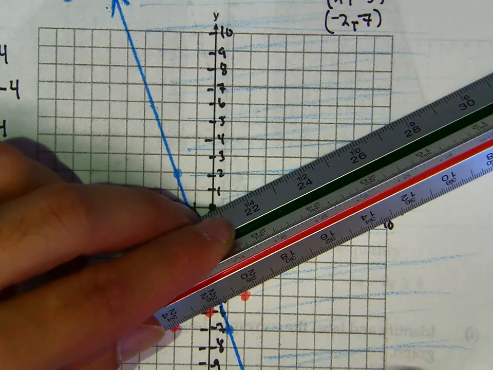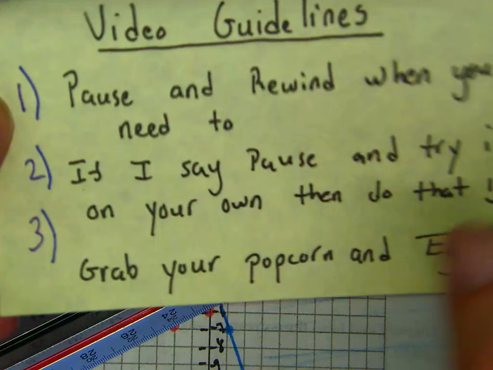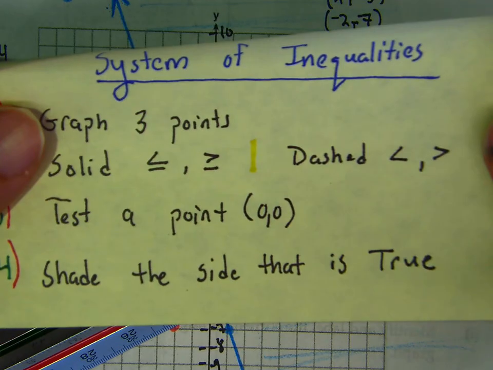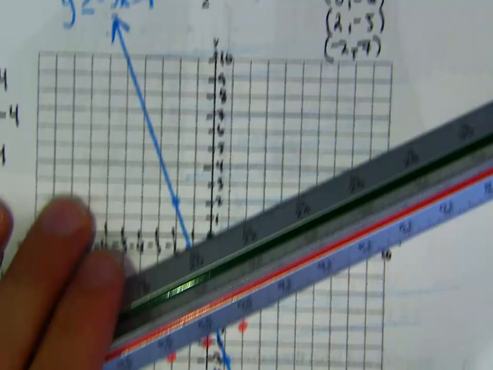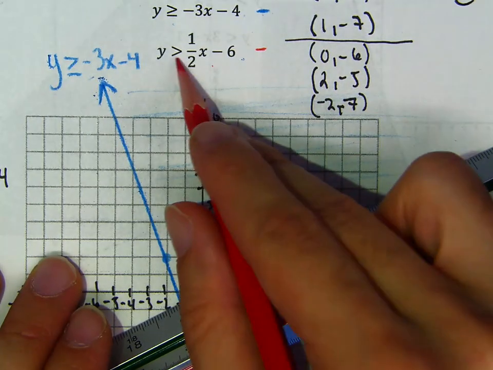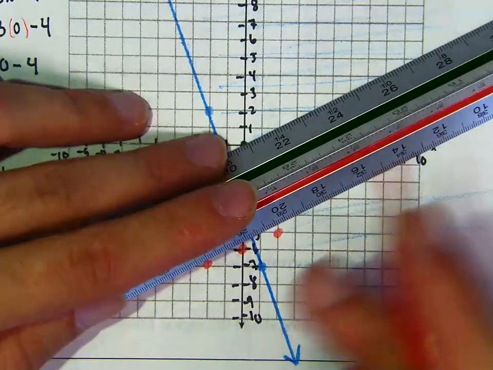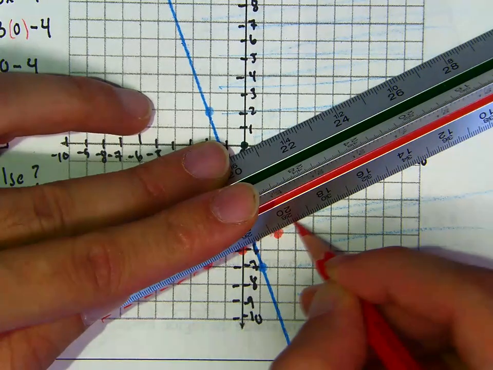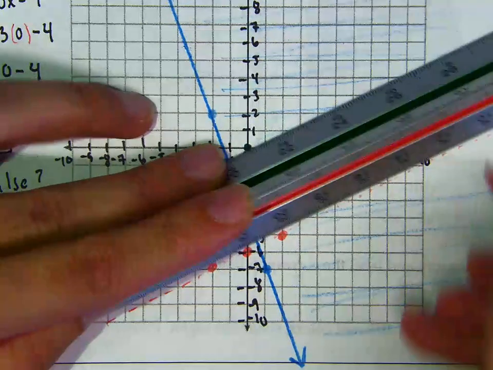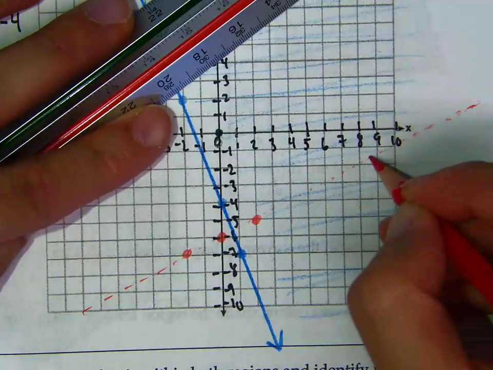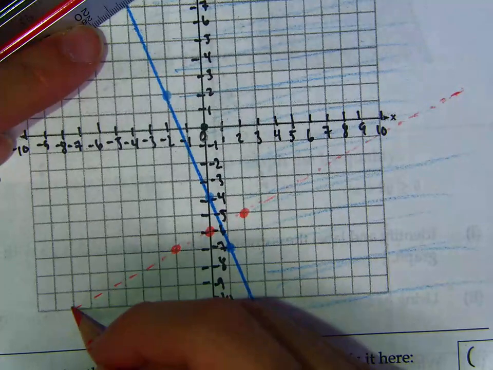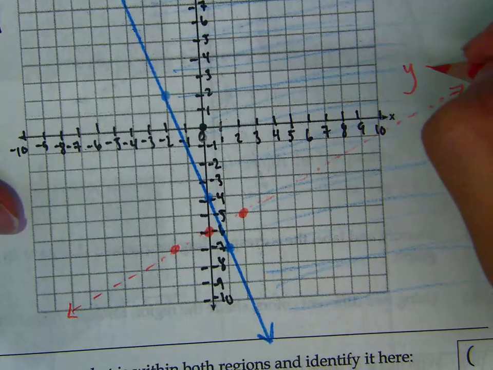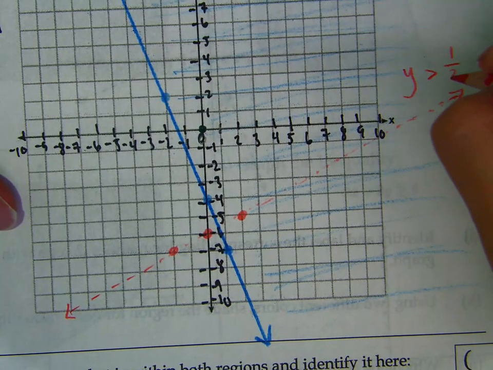And then, oh, what should I do? Solid or dashed? It should be dashed, right? Because you don't have the equality symbol. So then make sure you have something like this. And then also make sure you get into the habit of drawing the arrows. You draw the arrows, and what do I say? Y is greater than 1/2 x minus 6.